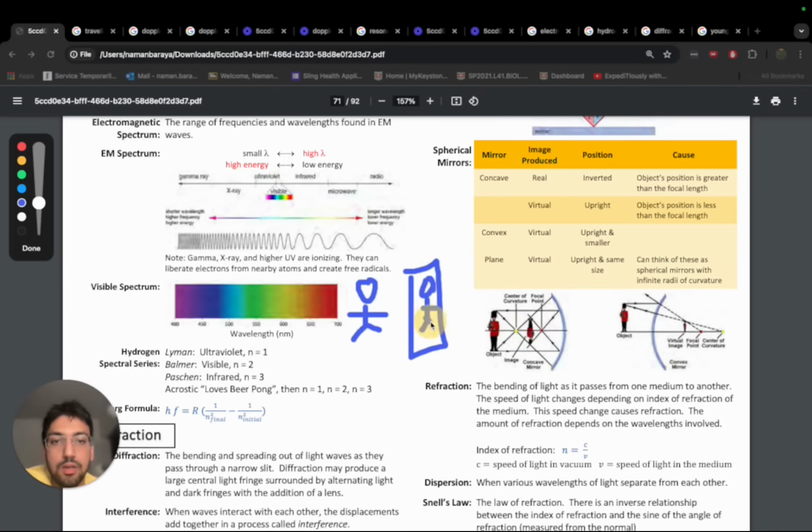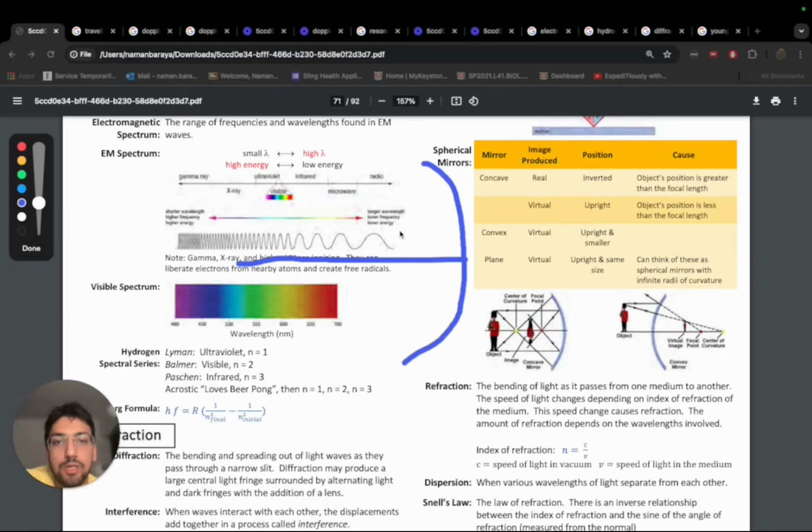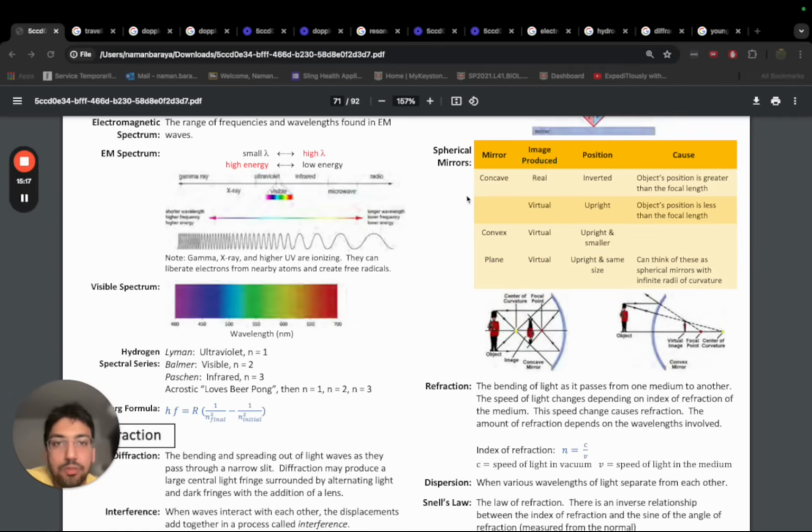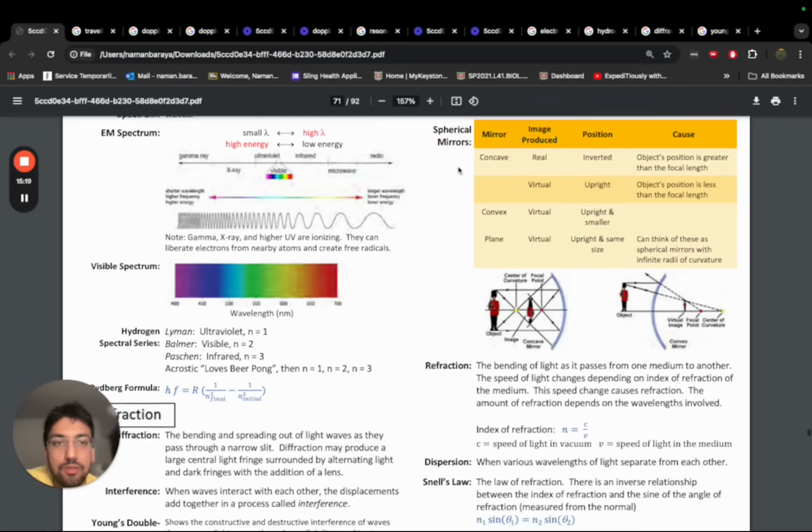Okay, a way that you can think of this, it's a little bit more complicated, is that they're kind of like spherical mirrors, but they have infinite radii of curvature. So what that means is that this is like a mirror, but the radius is infinite, and because of that, this becomes straighter and straighter until it's just straight. And so that's a way you can think of it. I never really found that helpful, so I just think of a plane mirror as a normal mirror. Okay, so I hope that helps with spherical mirrors. This was always really confusing to me.